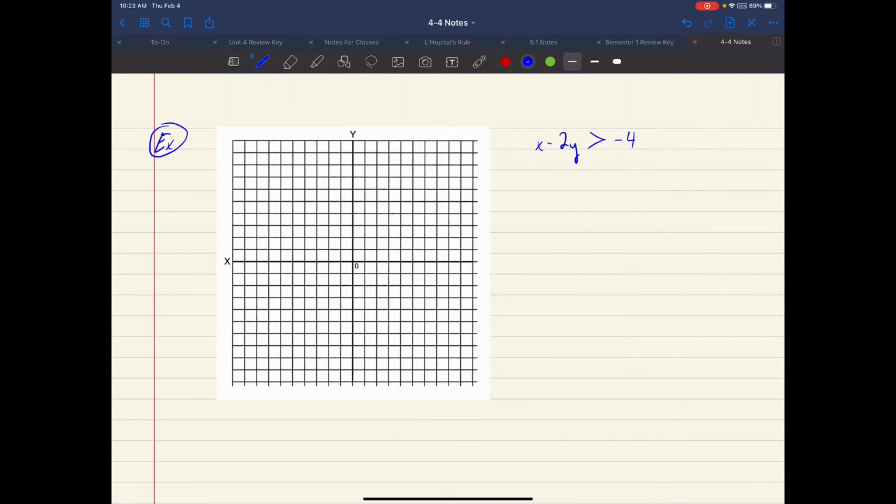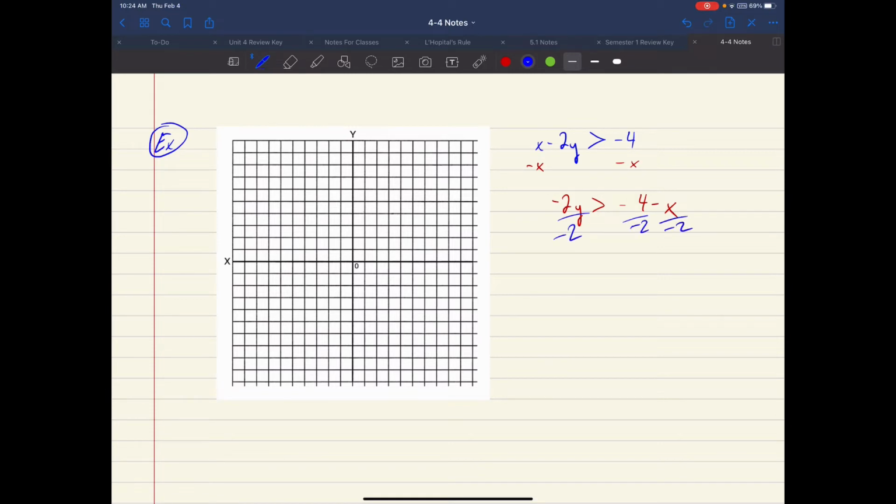Okay, sometimes just like when you're graphing lines, the expression is not in the form that you need. So this one is not y is greater than or equal to, so I'm going to solve it for that first. So the first thing I'll do is subtract x. So I'd have negative 2y is greater than negative 4 minus x. And then what I'll do is divide by negative 2.